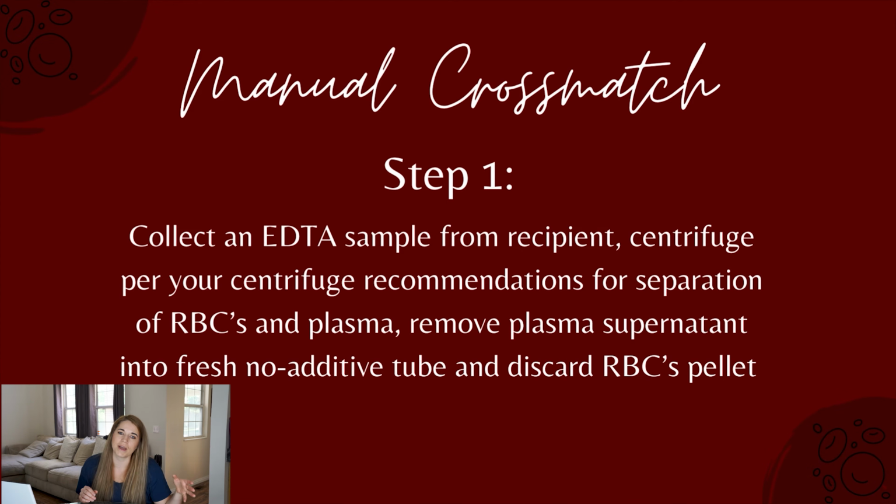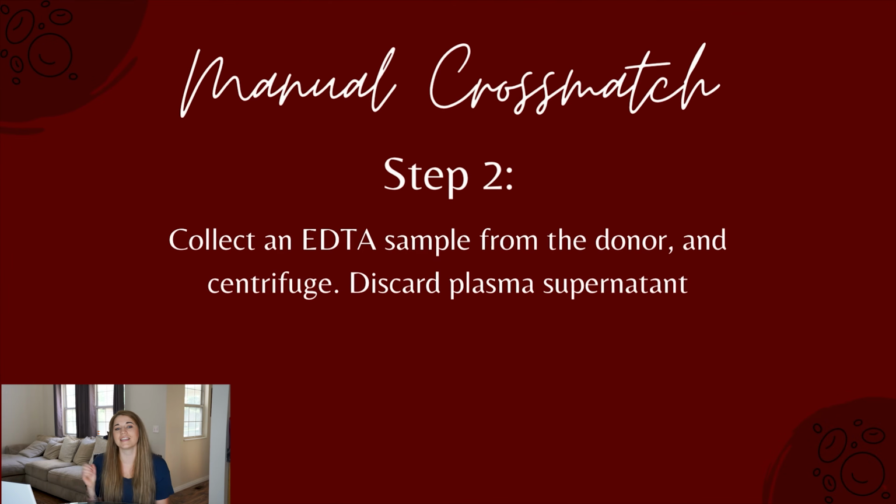If you're also doing a minor cross-match here, you might want to save those red blood cells, but we're just talking about a major for right now. Step 2, collect an EDTA blood tube from your donor, centrifuge it, and this time discard the supernatant plasma to be left with the red blood cell pellet.